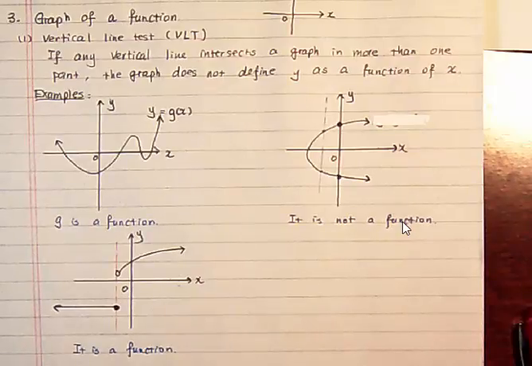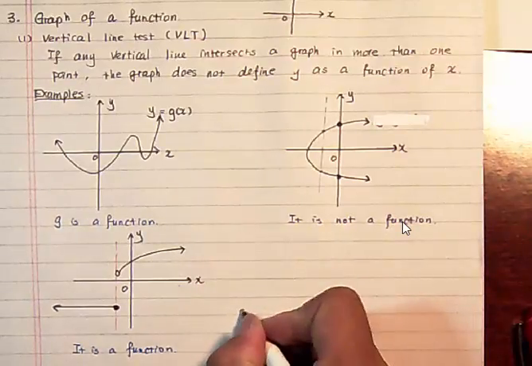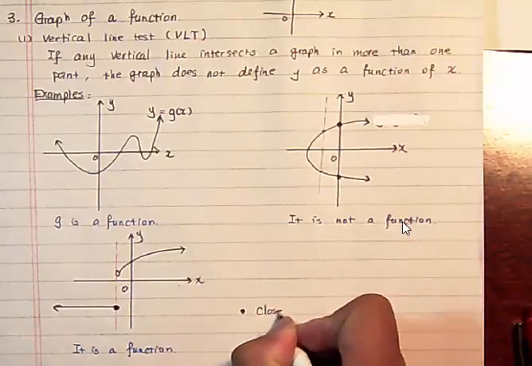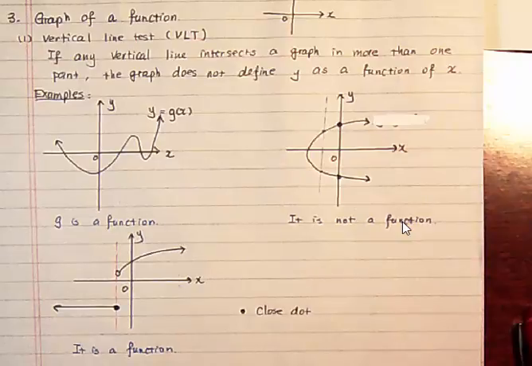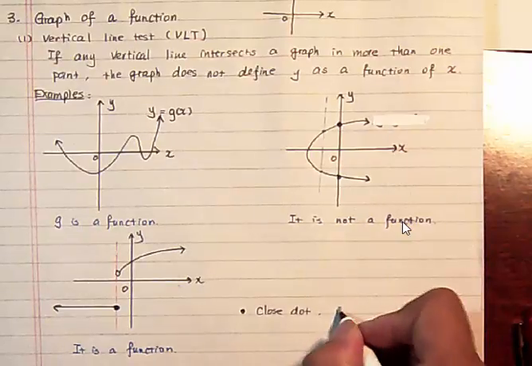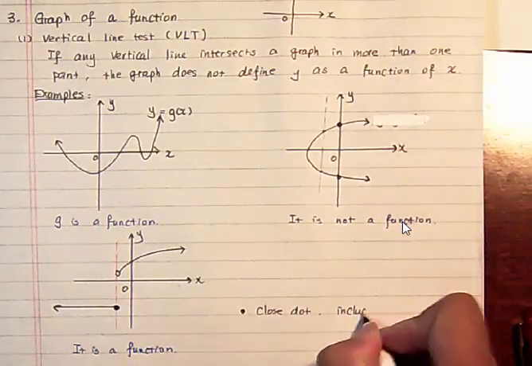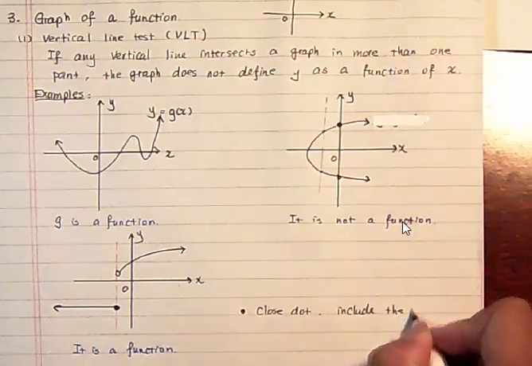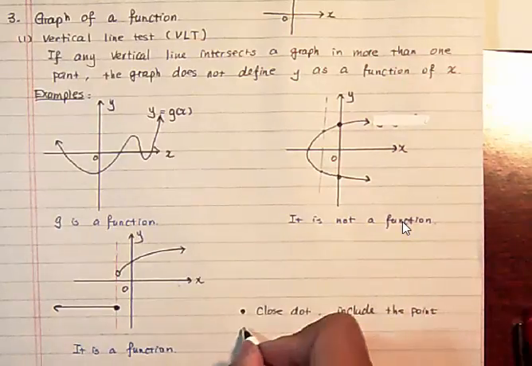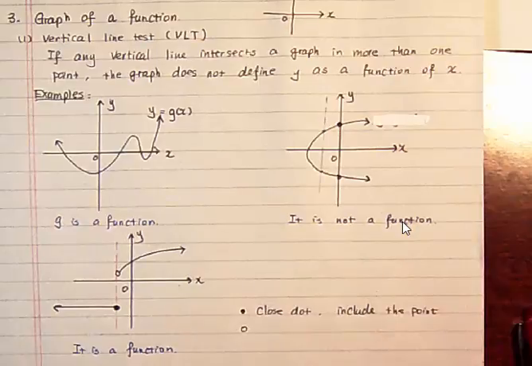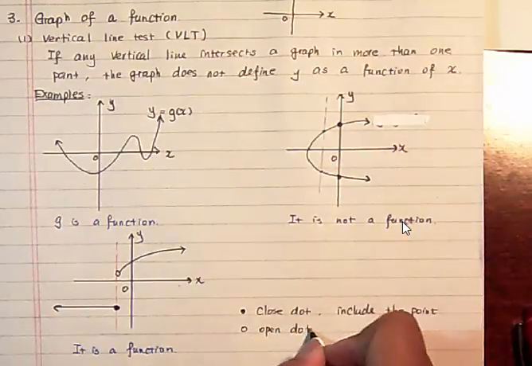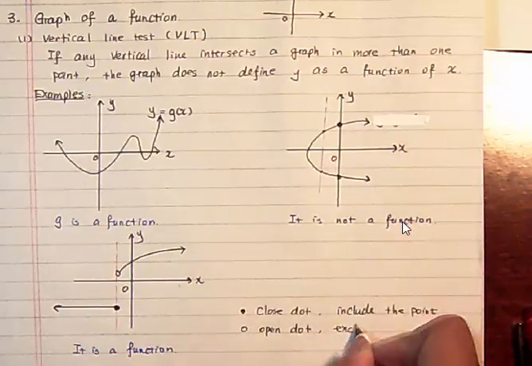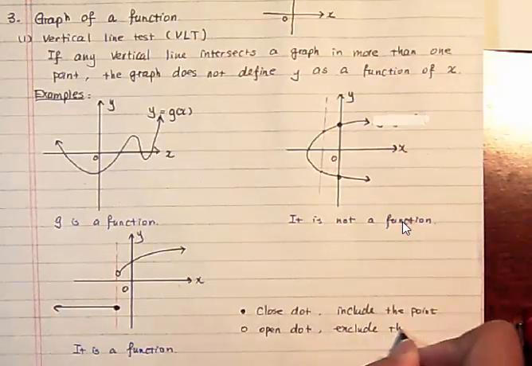Let me write down what I meant in here. So the closed dot is including the point. And this is opened. So it's an open dot, that means exclude the point.